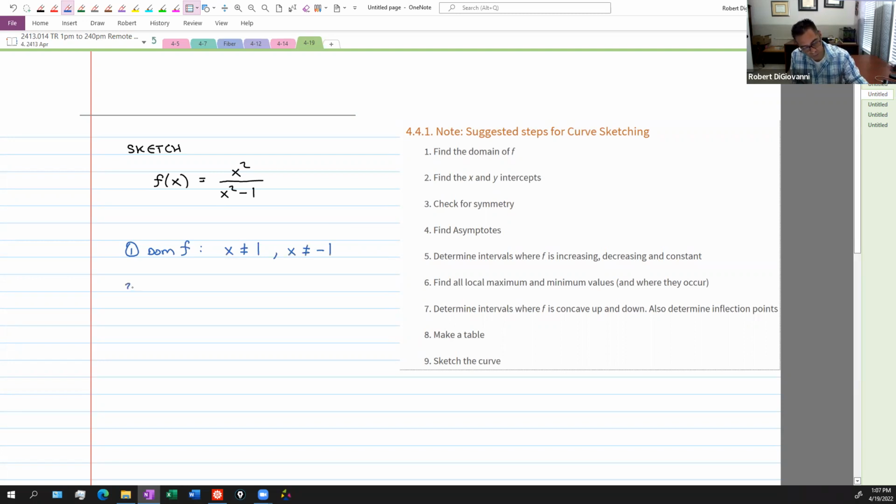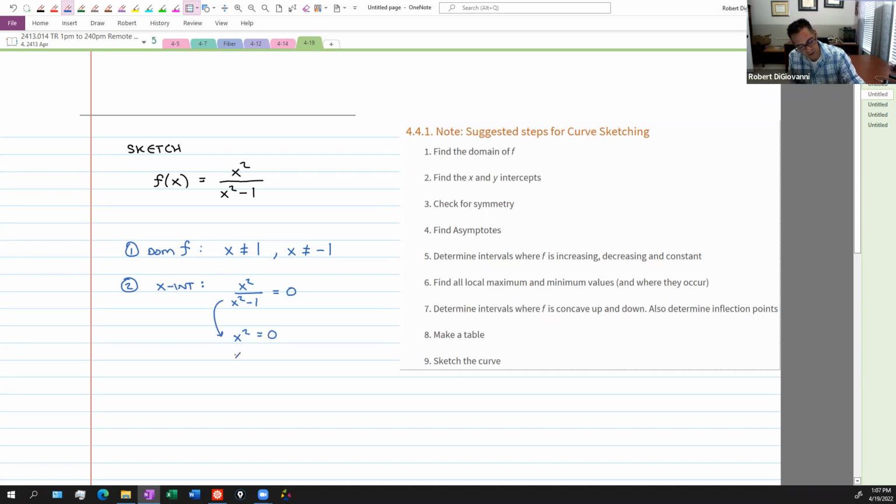Step 2, x-intercepts and y-intercepts. Let's find the x-intercepts first. To find the x-intercepts of a function, you set the function equal to 0. So if I set this equal to 0, I'm setting a fraction equal to 0. And the only time a fraction can be 0 is if the top is 0. We've been through this.